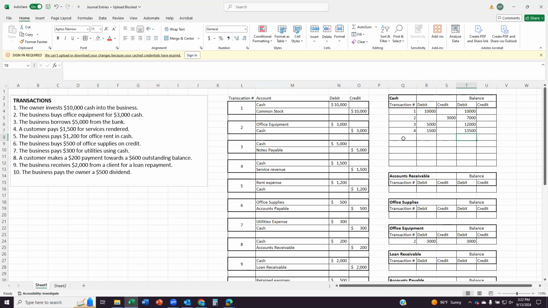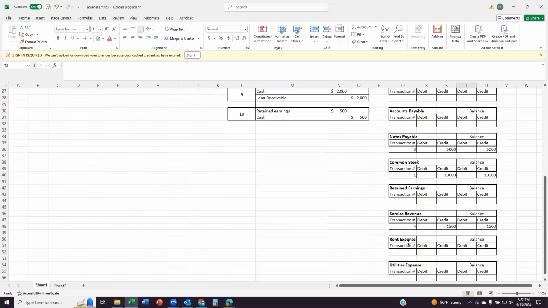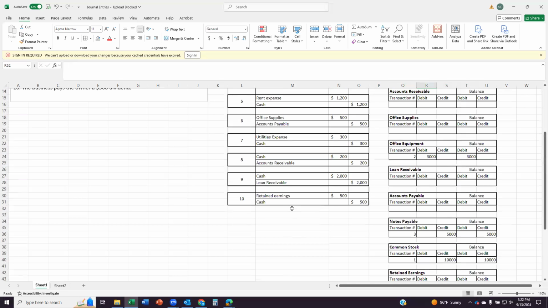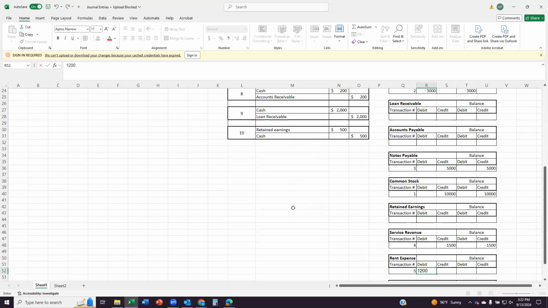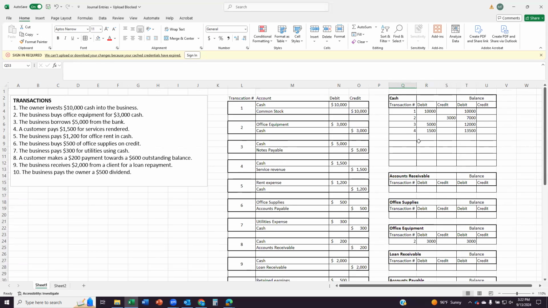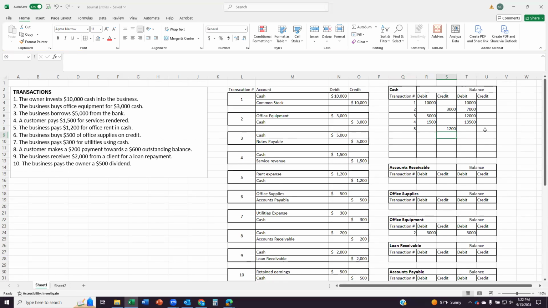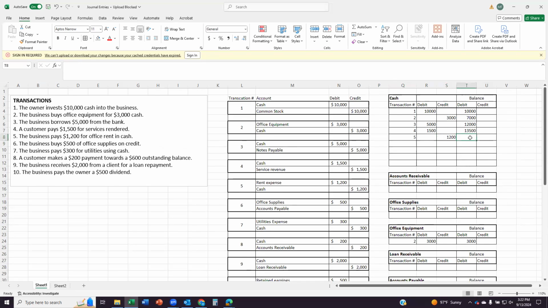Transaction five, rent expense and cash. So we're going to debit rent expense, I forgot how much it was, 1,200, giving us a new balance of 1,200. And we're going to credit cash 1,200. So in this case, we're going to take 13,500 minus 1,200, which is going to give us 12,300 as the new debit balance. Whoops, 12,300.